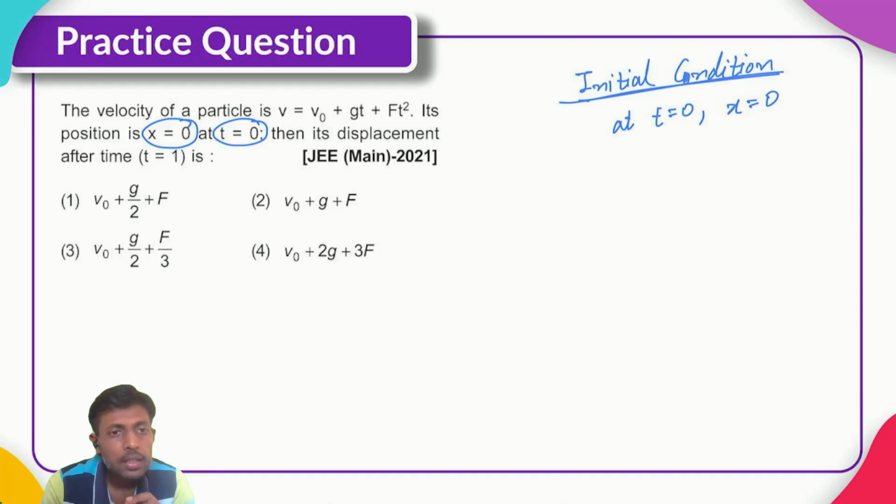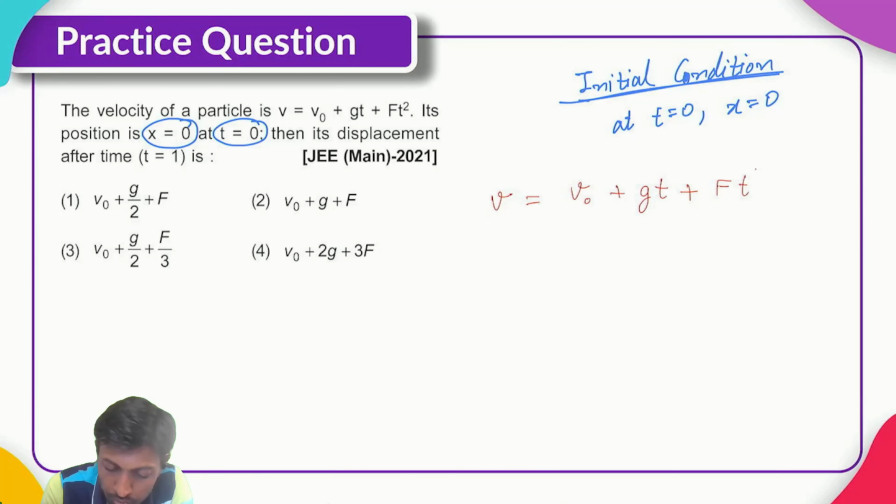We have to find the displacement after time t equal to 1 second. All right, let's get started now. What is given to us is velocity, which goes like v naught plus gt plus ft squared. If we have to find out displacement, how to find it out? What is the relation between displacement and velocity?